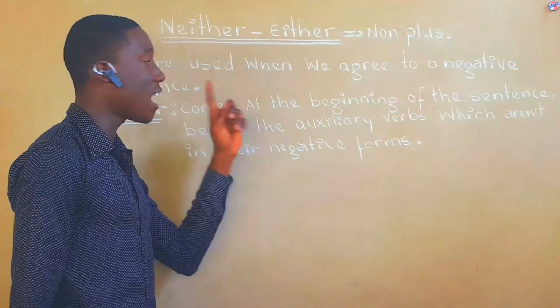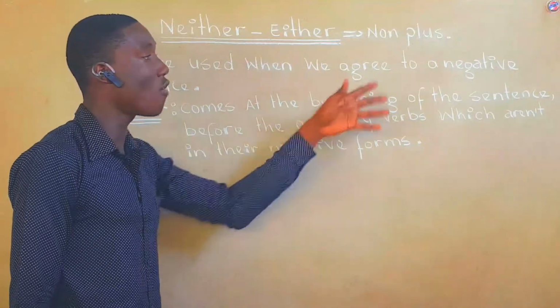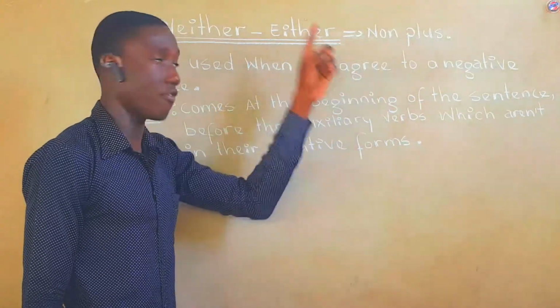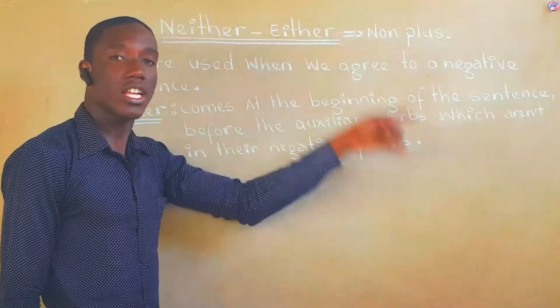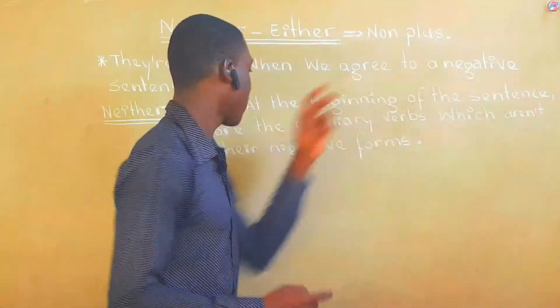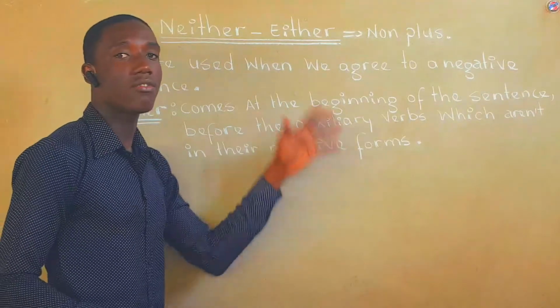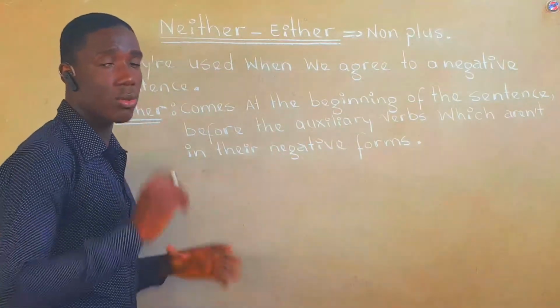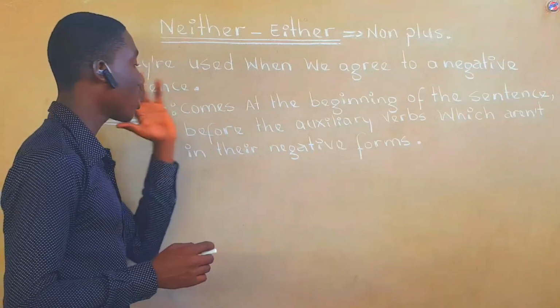Neither comes at the beginning of the sentence, before the auxiliary verbs, which are in their negative form, like aren't, the contraction for are not. Okay, now I'm going to give you the structure for neither.